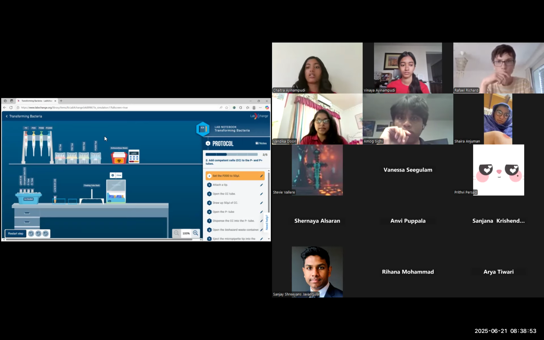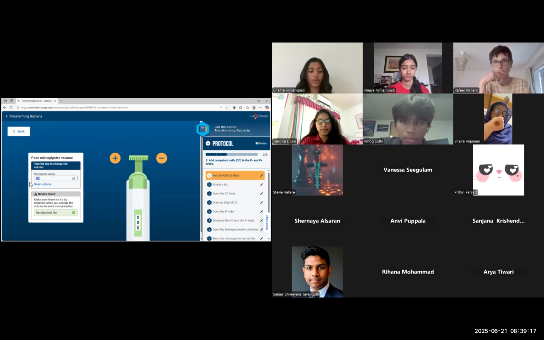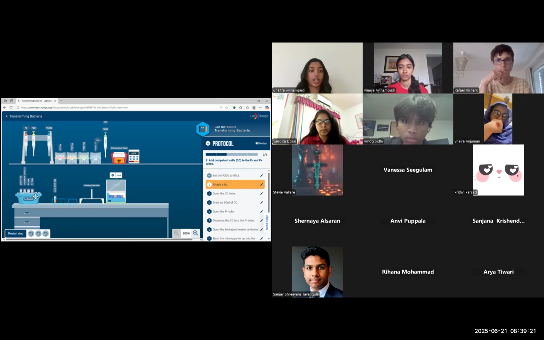And now, if you are on level 1, you're probably going to have way more advanced and more detailed descriptions. Right now, you're not, if you're on level 3, because you should already know what to do. So right now we're going to take the micropipette 200 and we're going to look at the level and set it to 50. That is how much we're going to be extracting from each of the bottles. I'll let you guys do that.